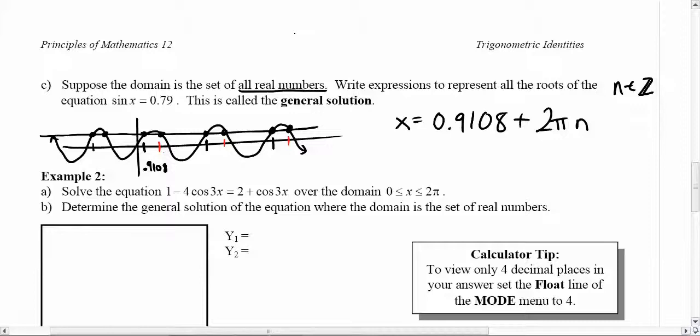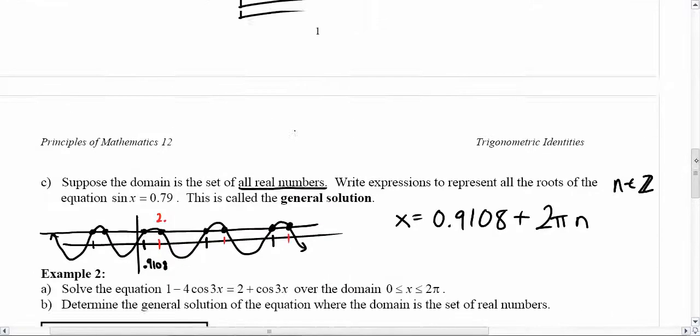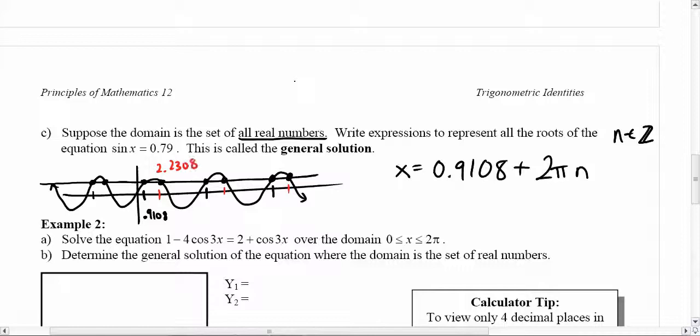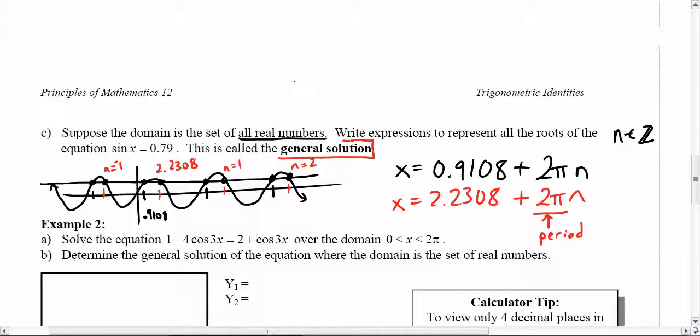So we'll start with our basic solution. This one was 2.2308, so we can say x is 2.2308, and then we can add the period as many times as we want. This would be if n is 1, if n is 2, if n is -1. We would get all the other points on the graph forever and ever. We're just taking the period n times. That would be called the general solution. Okay, does that make sense?